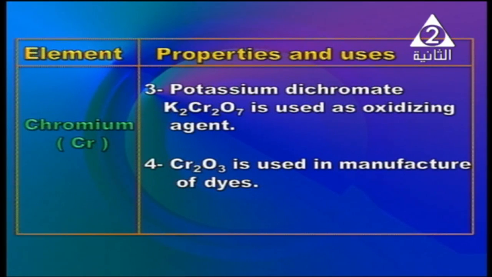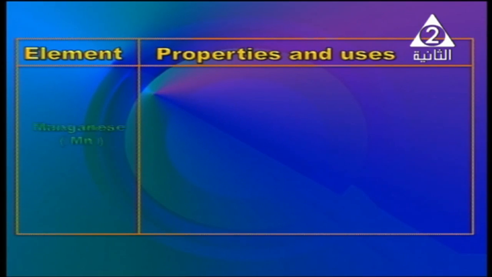Remember, my dear student, we have now 2 oxides for dye manufacture: chromium oxide and vanadium pentoxide. And we have 2 oxidizing agents that we have discussed: potassium dichromate, and manganese dioxide, which is also an oxidizing agent. So we are going to discuss manganese.